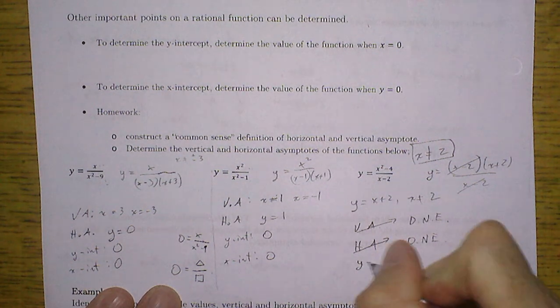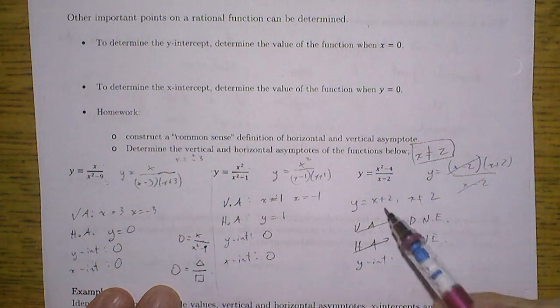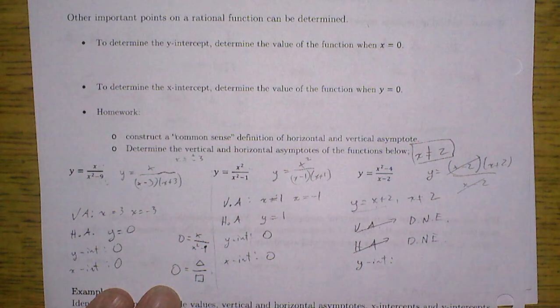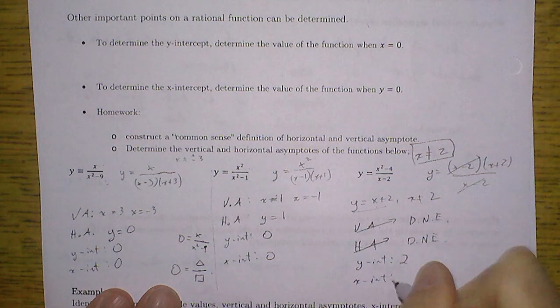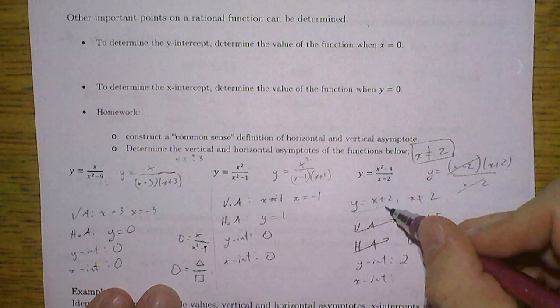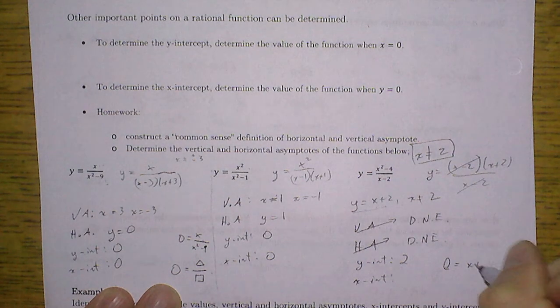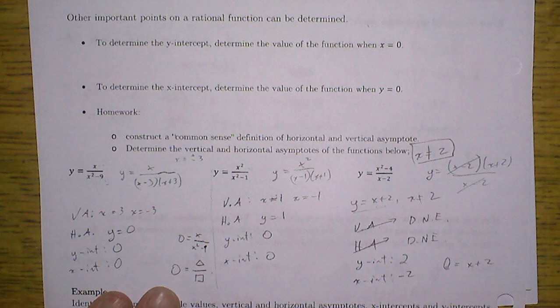Now my y-intercept, I can let x is equal to 0. When x is equal to 0, I can take a look at this one. I get a y-intercept of 2. My x-intercept, let's take it back to grade 9. My x-intercept, I have to let y is equal to 0, so I have to solve the equation 0 is equal to x plus 2. So therefore my x-intercept is equal to negative 2.